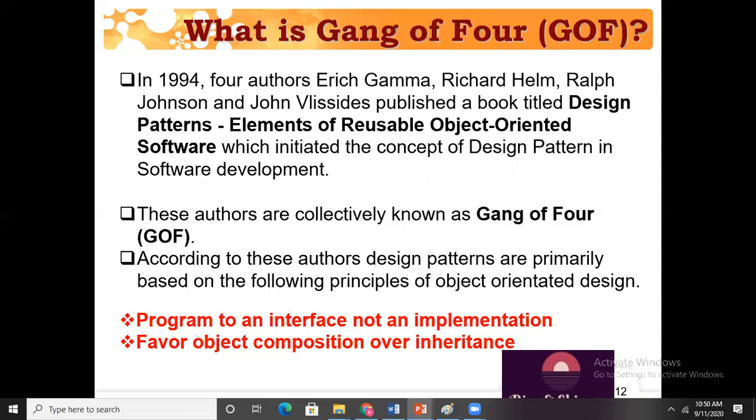Here I have mentioned them in another color, in red. Every design pattern is based on these two principles. And it is my suggestion to you also: while you are developing software, analyzing, designing or coding, follow these two principles. Then your software also becomes more scalable and more maintainable.